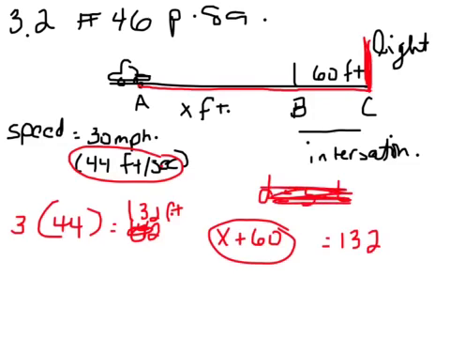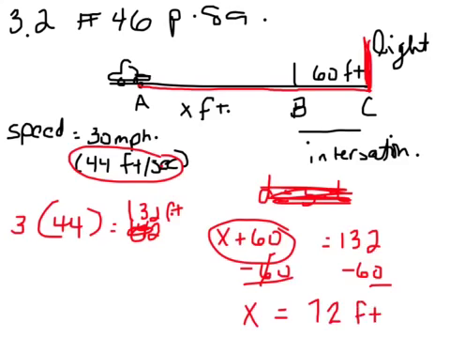I really didn't end up using this formula at all. So how far out could you be and still make that x plus 60? And okay, so let's solve it for x. Subtract 60, and you get 72. You can be 72 feet out from the intersection, basically.